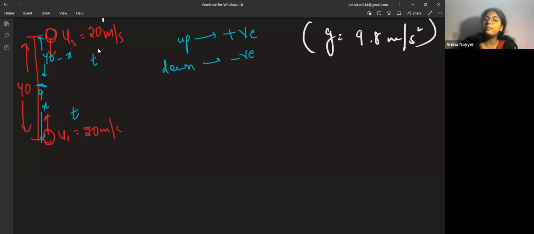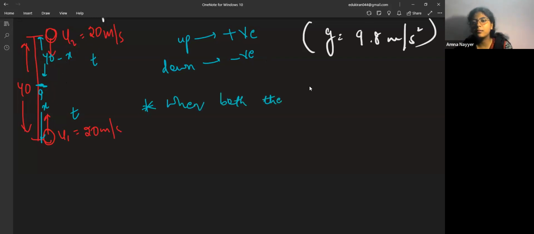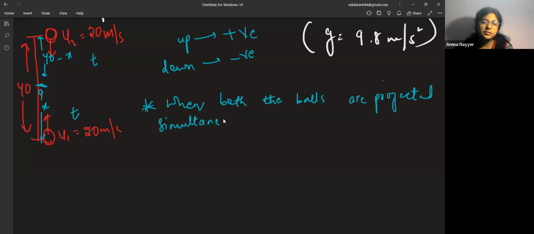So see, the variables have been reduced. Time is one variable, and X is one variable. We could have taken this as Y, but why take it as Y when you have 40 minus X with you? We have to reduce the variables. So I'll write this also: when both the balls are projected simultaneously, this was just the key point. Now the question is easy.